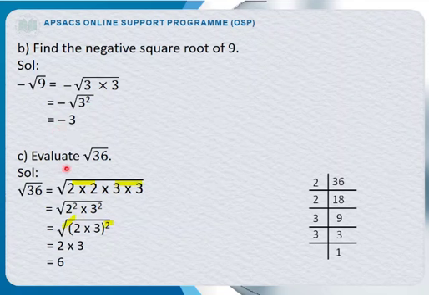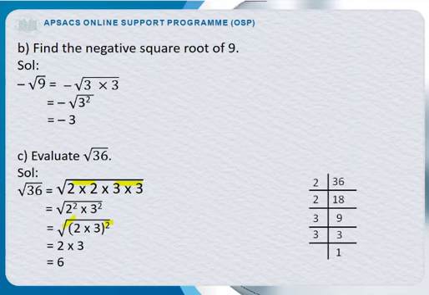Part C is we need to evaluate root 36. For this, I will first write solution heading. Now, I will use this prime factorization method and in this method, we will use the least number to divide this 36. 2 into 18 is 36. 2 into 9 is 18.